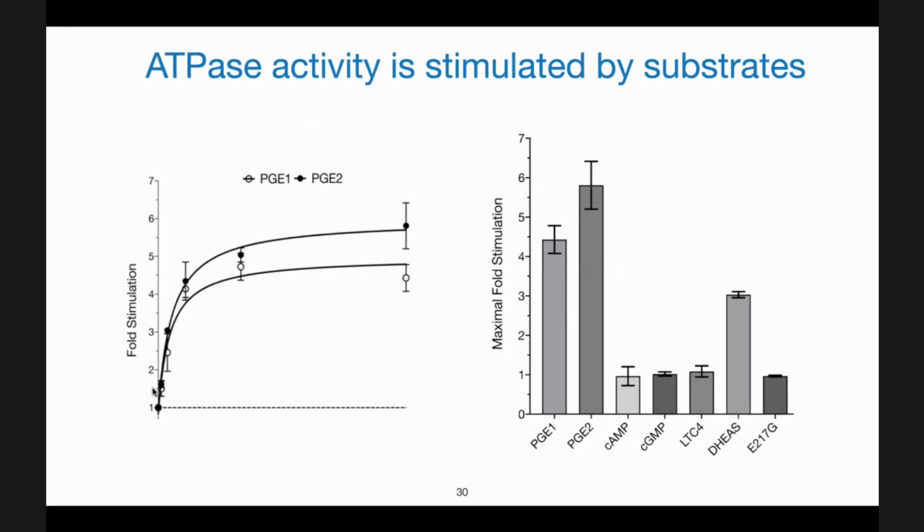So here we found that its substrates PGE1 and PGE2 could stimulate its activity from the basal level. And this fold stimulation was more for PGE2 and DHEAS, but not for the other substrates, cAMP, cGMP, LTC4 or E217G, which are known in the literature.